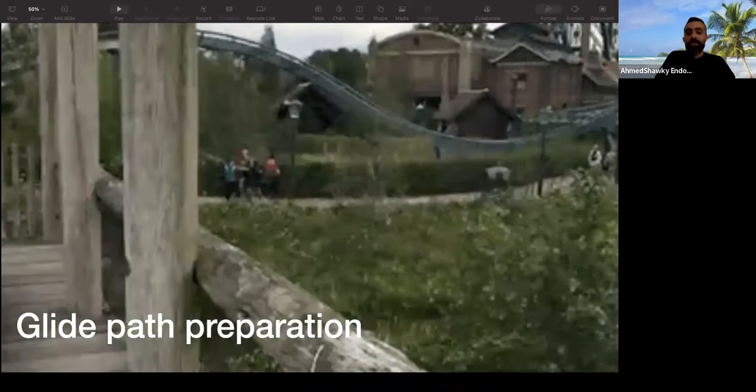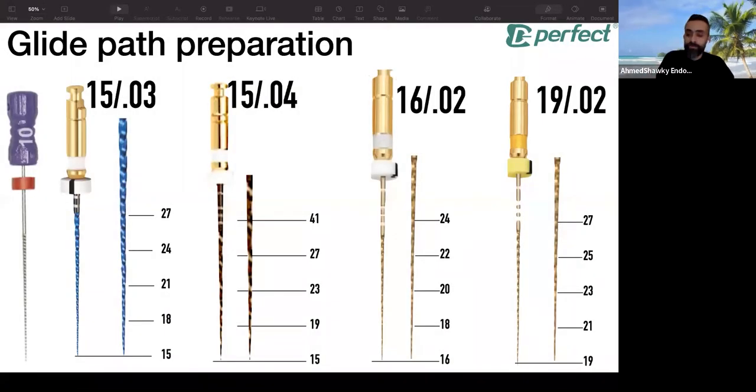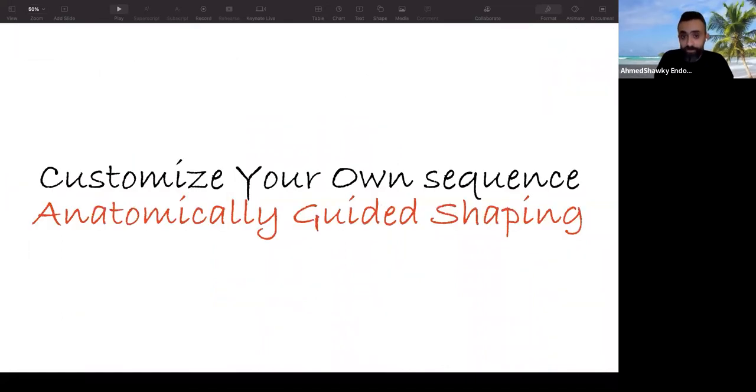Okay. So the glide path preparation is very important. And again, thanks Perfect Endo for providing a lot of sizes, but we are discussing here the PX, that 1503. See, 15, 18, and you can count 16 increments until reaching the coronal part of the file. 1503 is a very nice file, especially with the blue alloy.